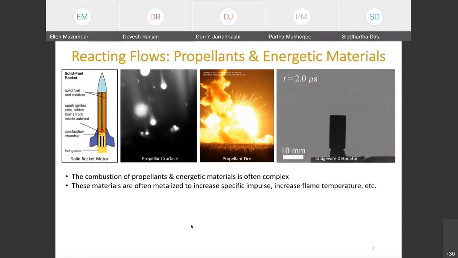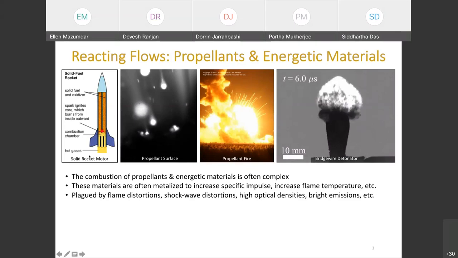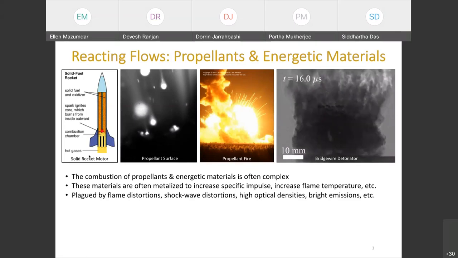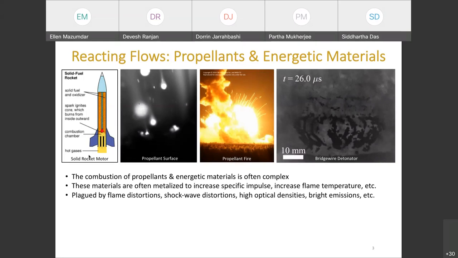The reason they add metals to a lot of these systems is that it increases specific impulse, makes the burning faster, increases burn rate, increases flame temperatures. So you'll see them in solid rocket propellants often, so the rockets that you launch into space. And you'll often see metals in pyrotechnics and metals in explosives.